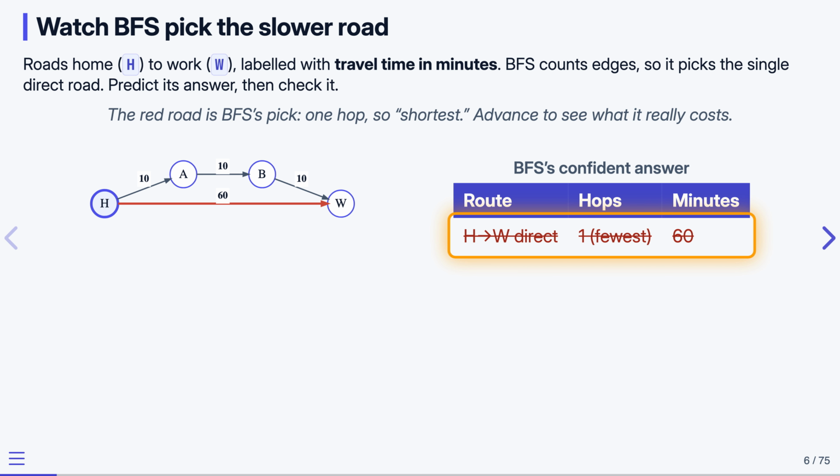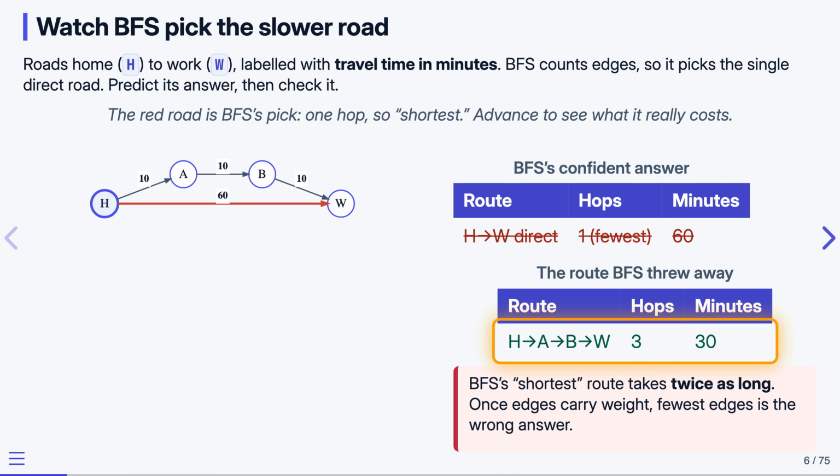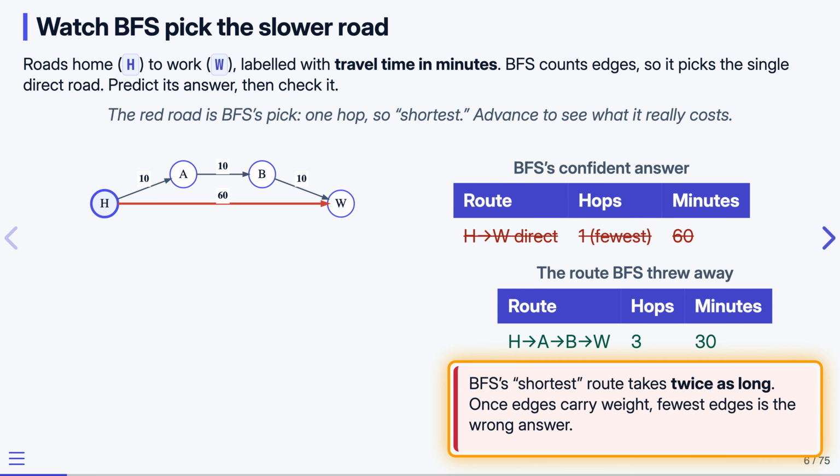Now predict the answer. Breadth first search counts edges, so it picks the single direct road. H to W, one hop, 60 minutes. That is the fewest hops. But look at the route it threw away. The path H to A to B to W is 3 hops, and it takes only 30 minutes. So breadth first search's shortest route takes twice as long. Once edges carry weight, fewest edges is the wrong answer.